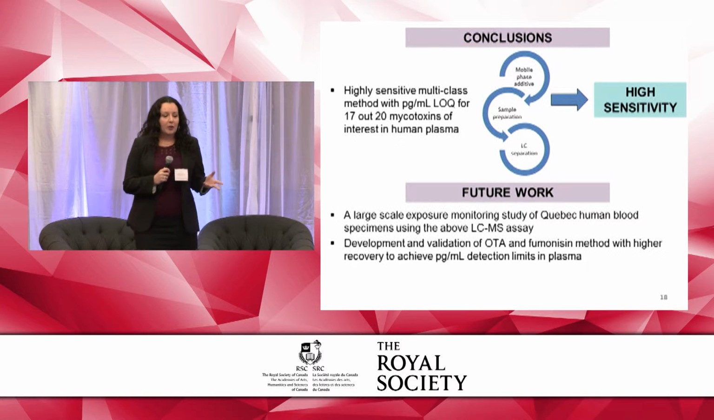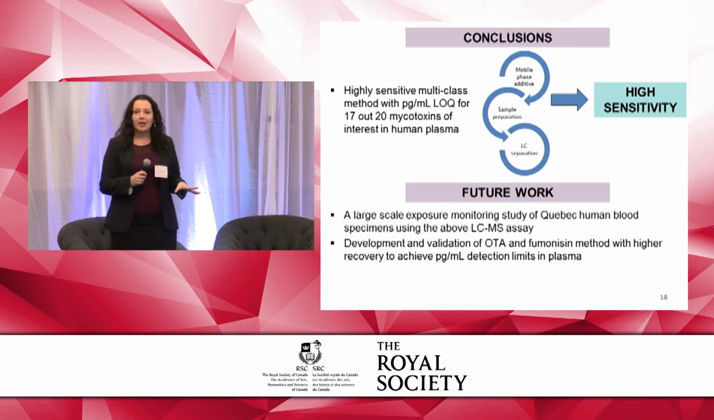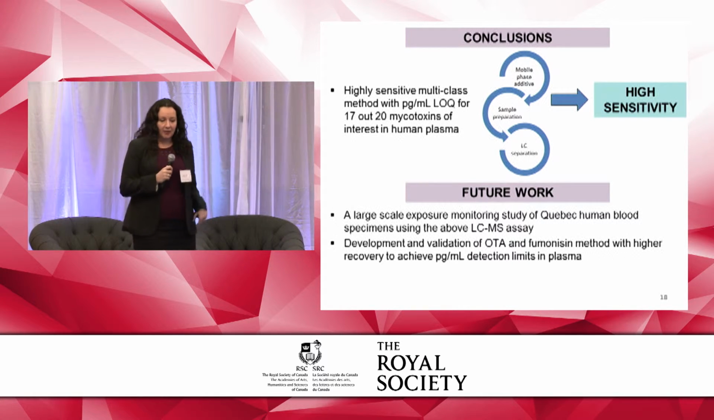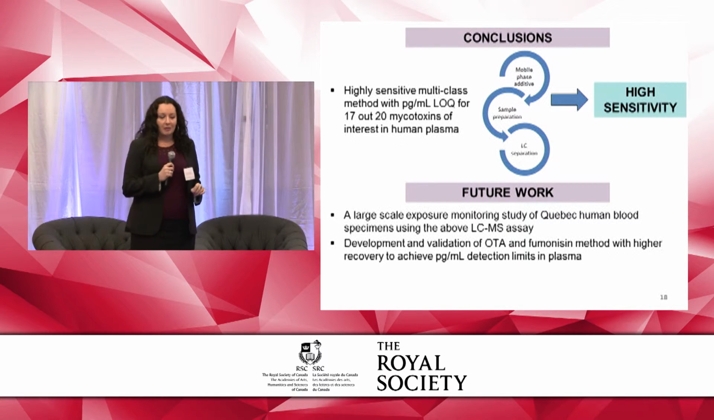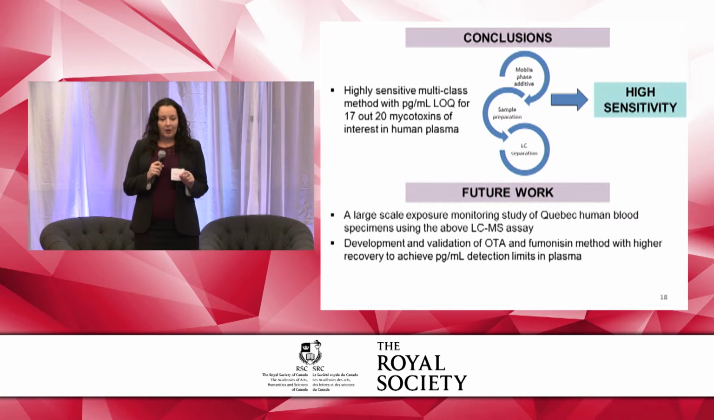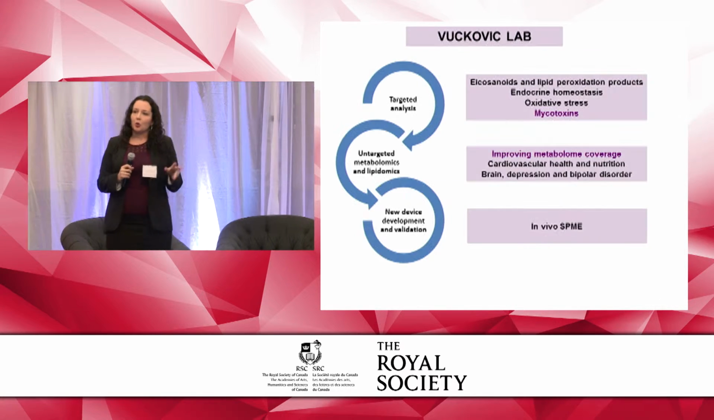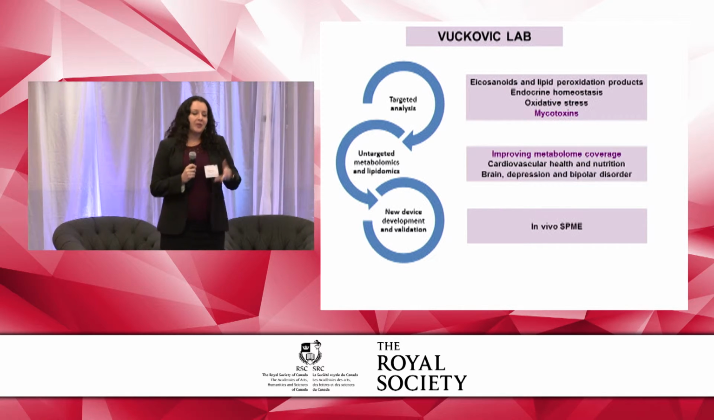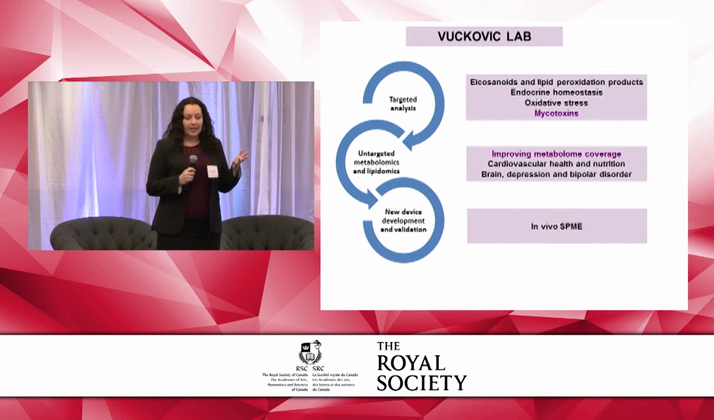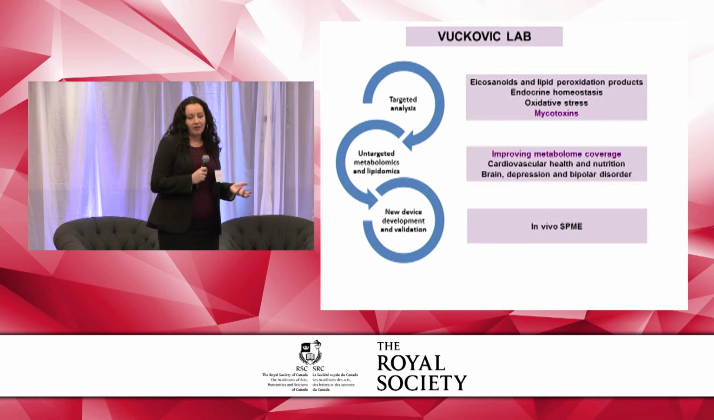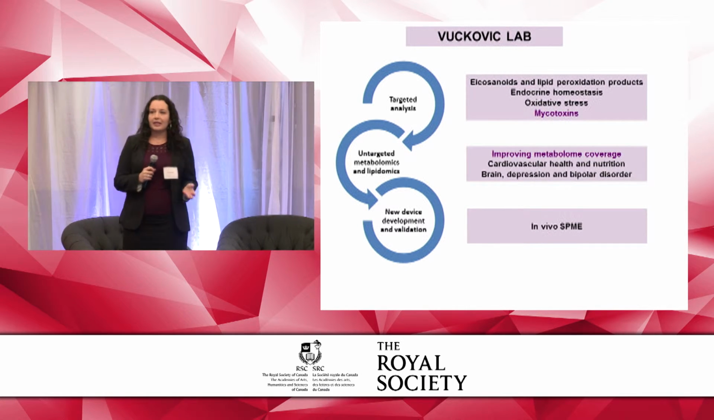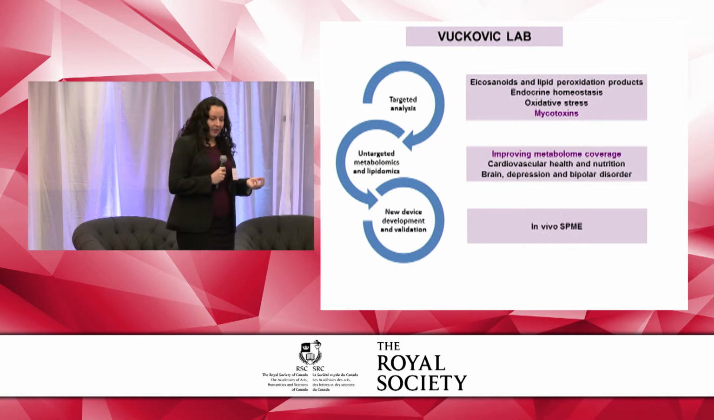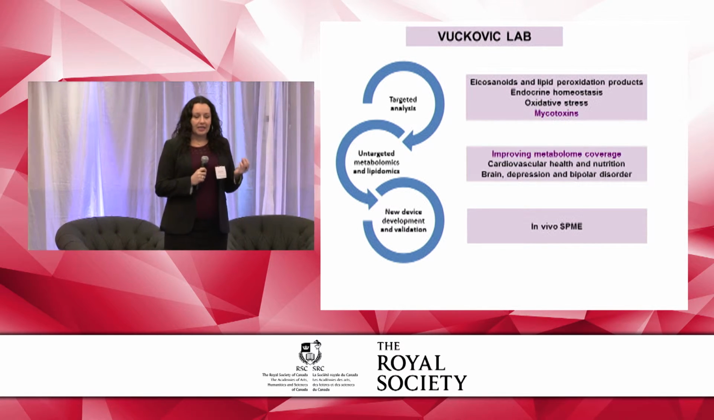So in conclusion, so far we have developed a highly sensitive method for 17 out of 20 metabolites in human plasma. This is the first method of its kind to cover as many mycotoxins as I'm talking about here. And our next step there is to do a population study in Canada to see what our exposure is. And overall, my lab does both targeted and untargeted metabolomics as well as new device development. And the idea is really to improve metabolome coverage and the information that we get and to improve biomarker discovery.